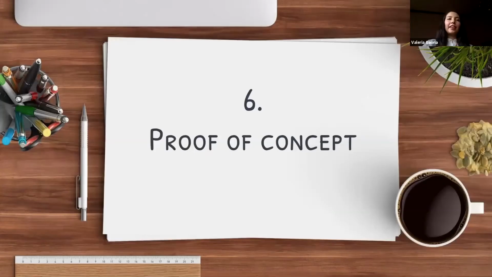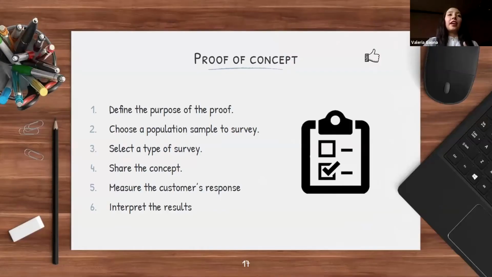Number 6, now we would like to test our concept. For this, we're going to have to define the purpose of the test, if you want to decide which concept to develop, or if you just want to know the opinion of your target market. Step number 2 is to choose a population sample to survey that, of course, has to match your target market. And number 3, we're going to select a type of survey.